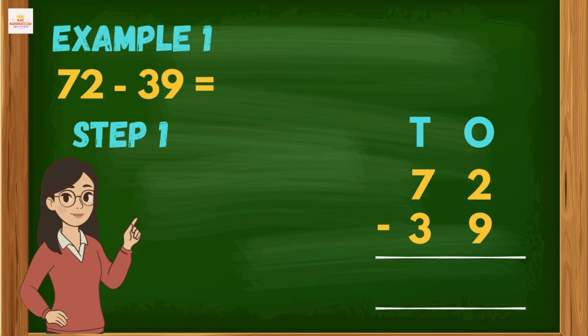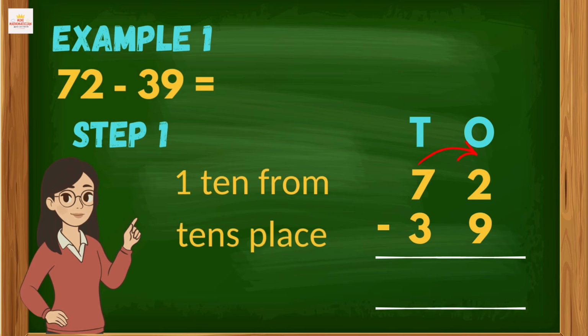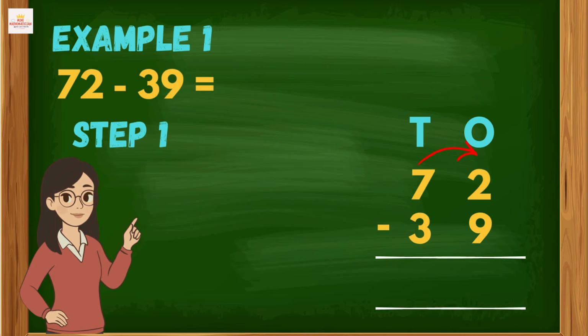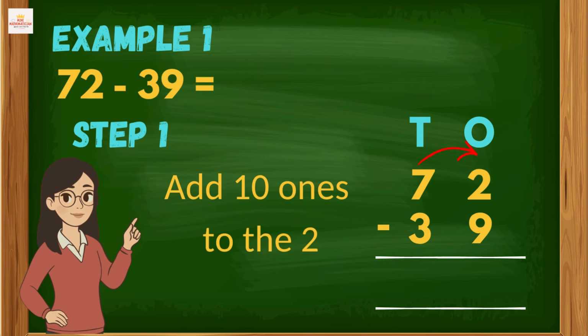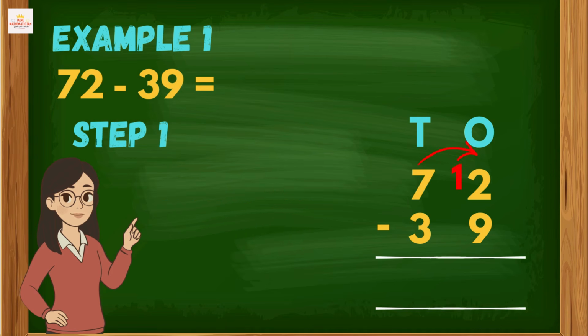Step 1. Start with ones place. We cannot subtract 9 from 2, so we need to regroup 1 ten from the tens place. After regrouping, we add 10 ones to the 2, so it becomes 12. The small one is written to the left of the 2 to show the regrouped 10.